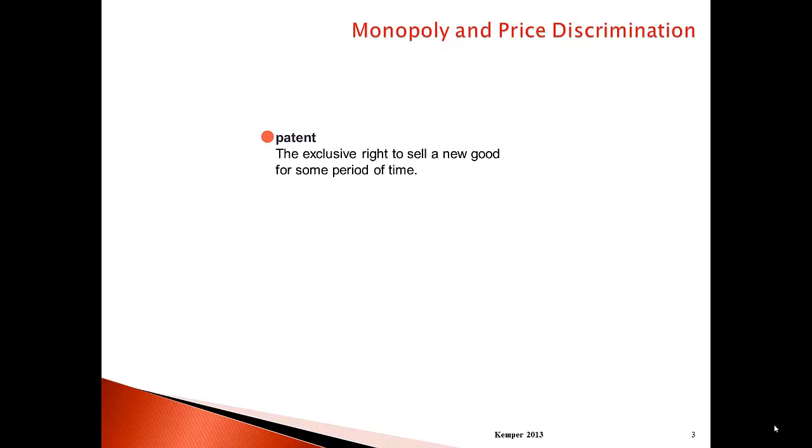What I wanted you to take from this is that it's some period of time, and it's usually 7 to 14 years, I believe, in the United States, depending on the particular patent. It varies because of certain items like pharmaceutical drugs. They take a lot longer to produce, and they're very costly, so the patents last a little bit longer.